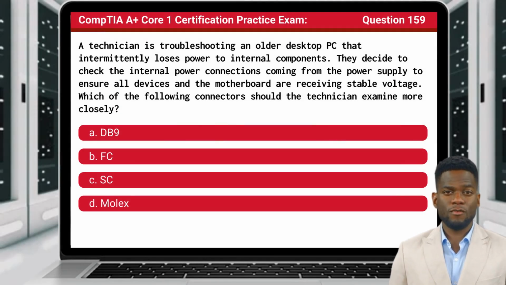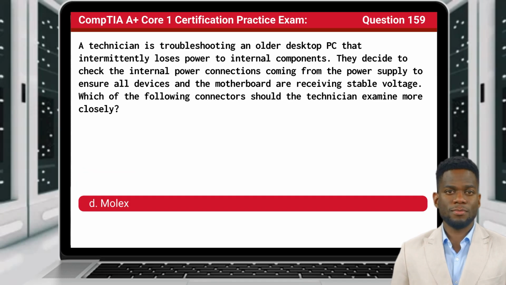Question 159. A technician is troubleshooting an older desktop PC that intermittently loses power to internal components. They decide to check the internal power connections coming from the power supply to ensure all devices and the motherboard are receiving stable voltage. Which of the following connectors should the technician examine more closely? The answer is D. Molex.